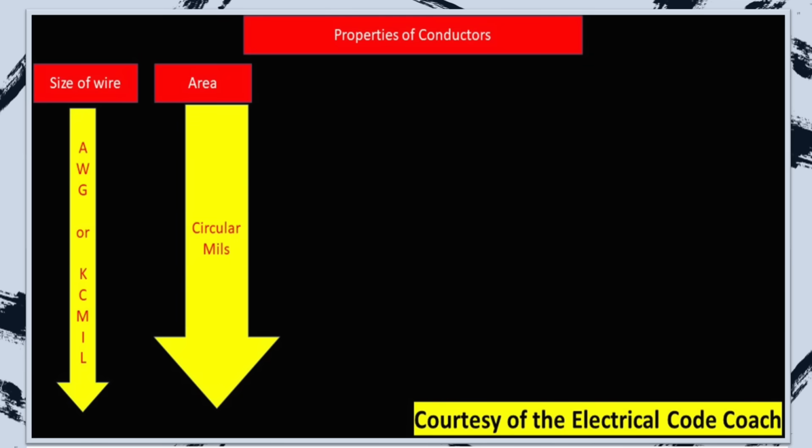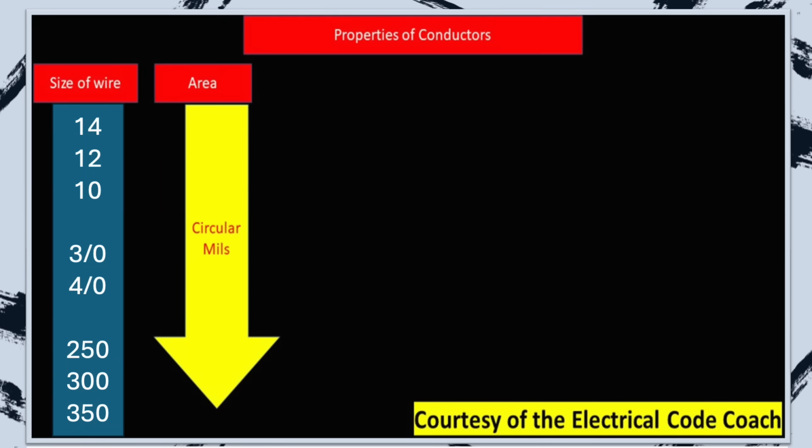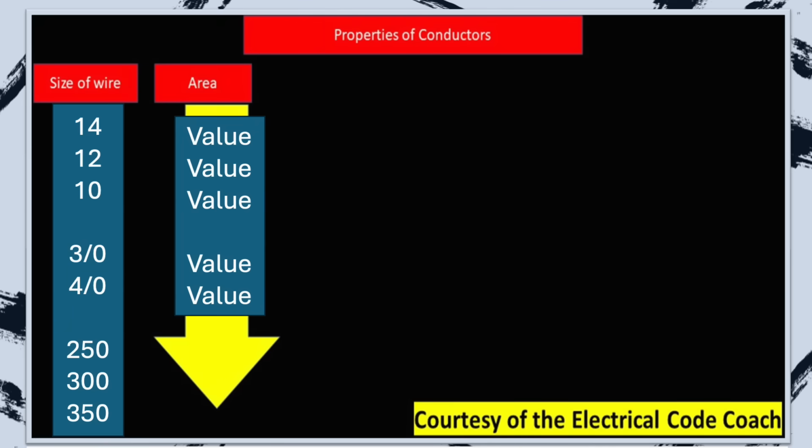On the left-hand side, we're going to find our size of wire. And you'll notice all of your familiar friends: 14, 12, 10. Then it goes down into larger numbers like 3/0 and 4/0. Then it goes into the KC mils. And that's where we get those circular mils from: 250, 300, 350. In the next column over, we need to be sure to be in the area section, because that's where we're going to get our circular mils value.